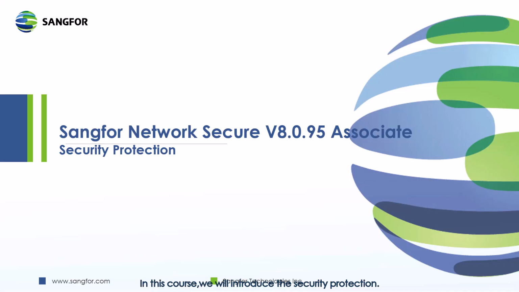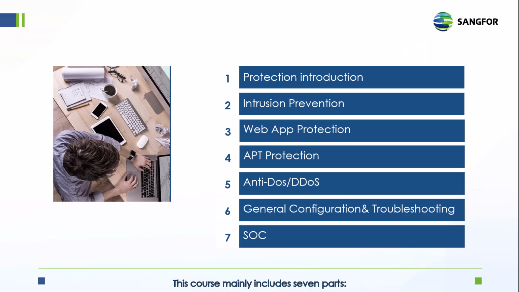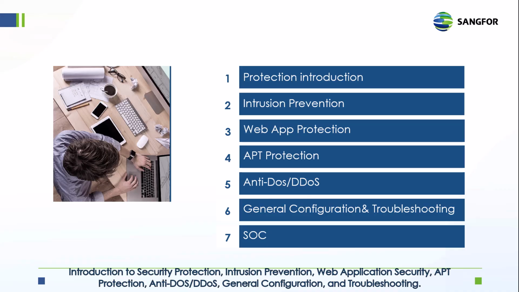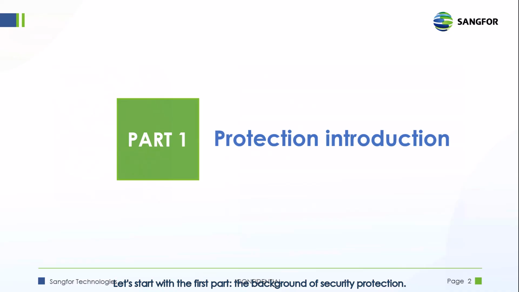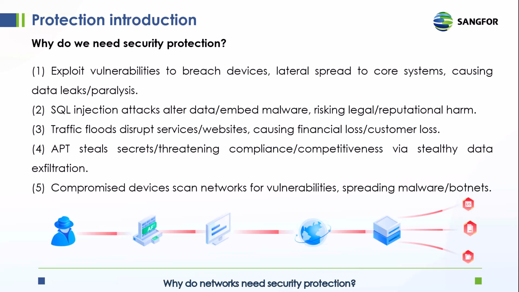In this course, we will introduce the security protection. This course mainly includes 7 parts: Introduction to Security Protection, Intrusion Prevention, Web Application Security, APT Protection, Anti-DDoS, General Configuration, and Troubleshooting. Let's start with the first part, the background of security protection. Why do networks need security protection?